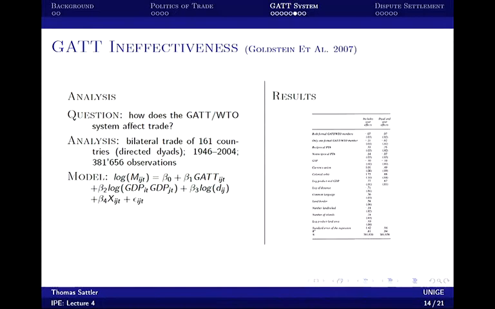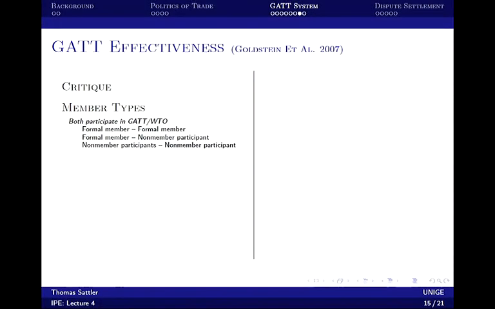So that's the starting point of this study by Goldstein. And they say, well, you made a mistake. You cannot just look at formal membership, because some countries follow the rules of the GATT without being a formal member. So if countries think about joining the WTO or the GATT system back then, they already apply the rules before they actually become a formal member, right? And they call this a non-member participant.